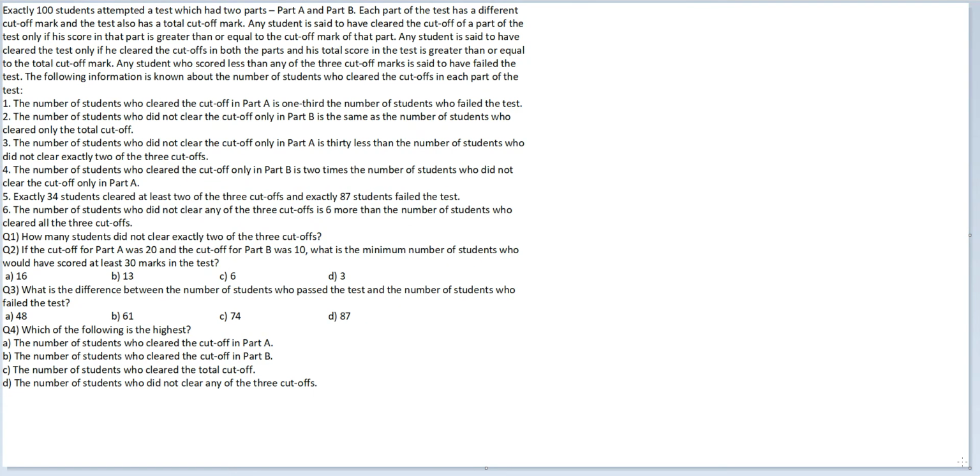Let's look at this question. Exactly 100 students attempted a test which had two parts, part A and part B. Each part of the test has a different cutoff mark, and the test also has a total cutoff mark.